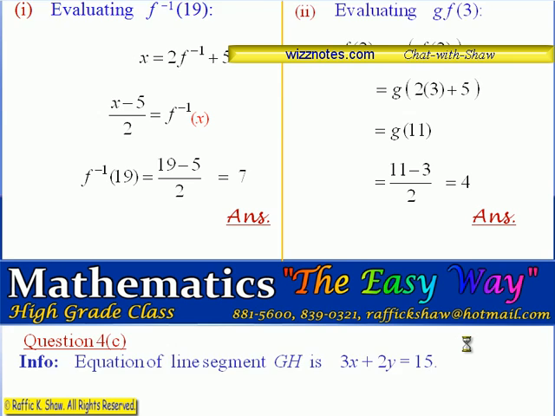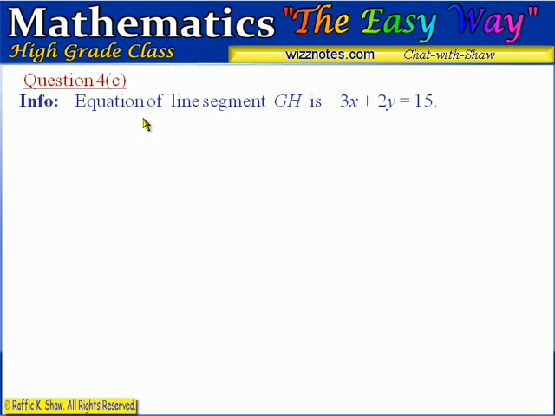Let's move down now to part C. In part C, we are given the equation of the line segment GH. That equation is 3x plus 2y equals 15. That's not in the standard form. And we're asked to find firstly the gradient of GH. Now to find the gradient of GH, we want to place this equation in the standard form.